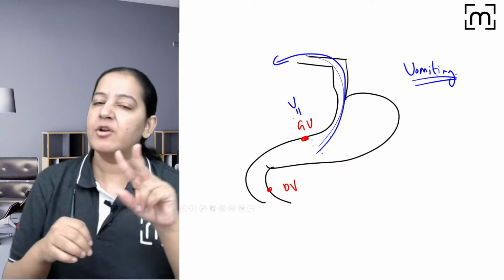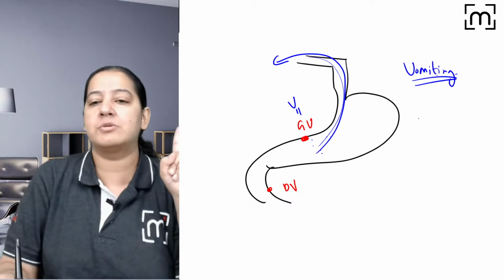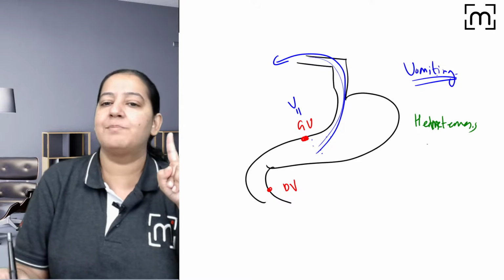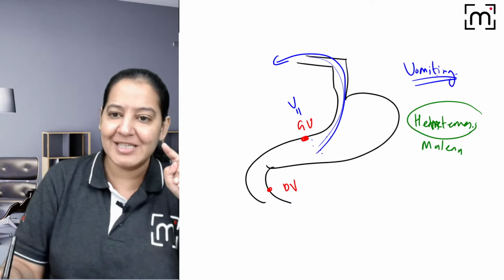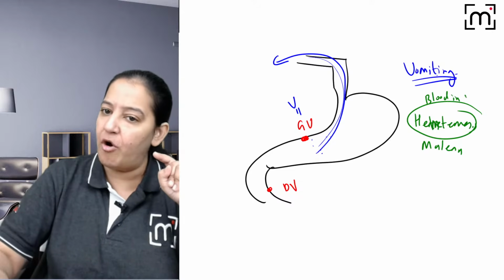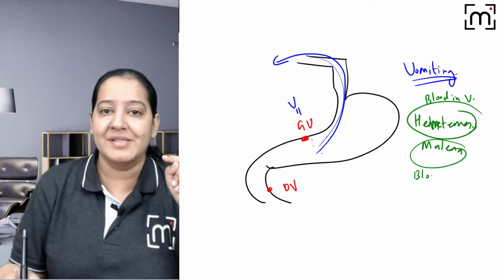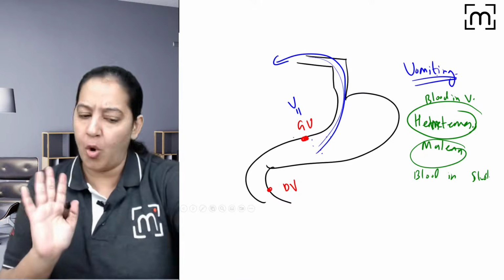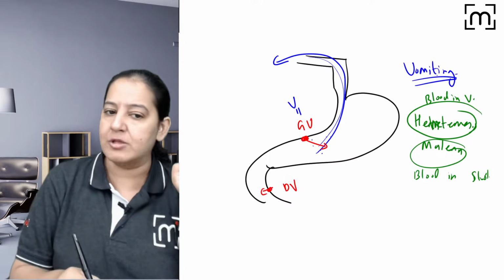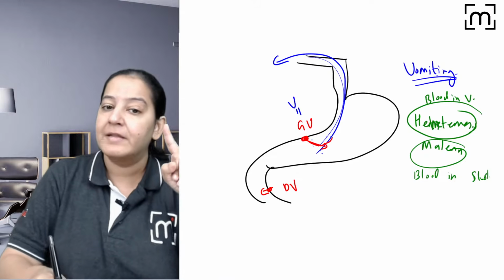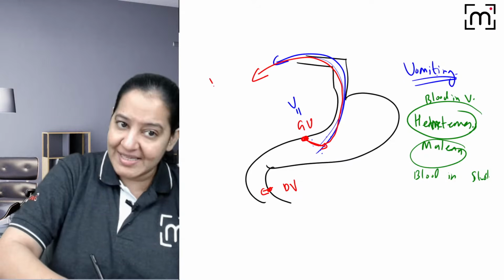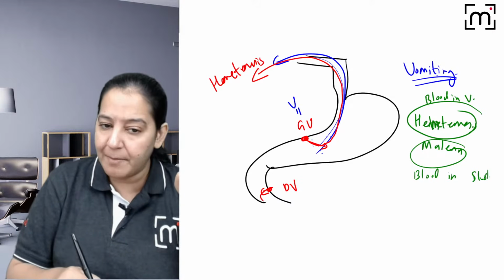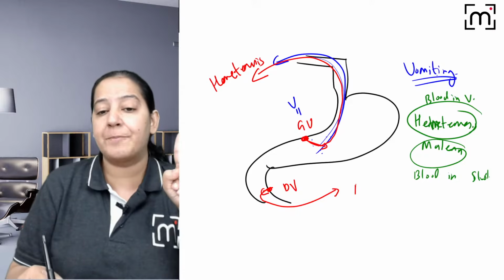Now let me explain the next two terms, hematemesis and melena. What do you mean by the terms? Hematemesis means blood in vomit, and blood in stools, blood in feces, is known as melena. We all know all ulcers bleed. If the gastric ulcer bleeds, the blood will come more commonly in the vomiting. So gastric ulcer results in hematemesis, that is blood in vomiting. But in duodenal ulcer, blood will go in the stools. That's why duodenal ulcer presents with melena.